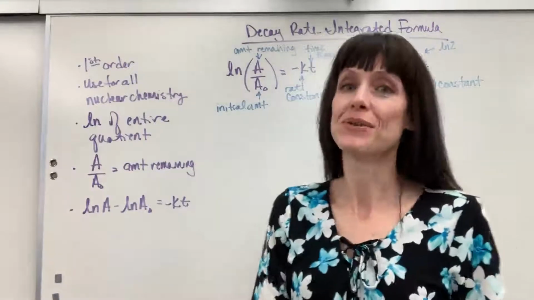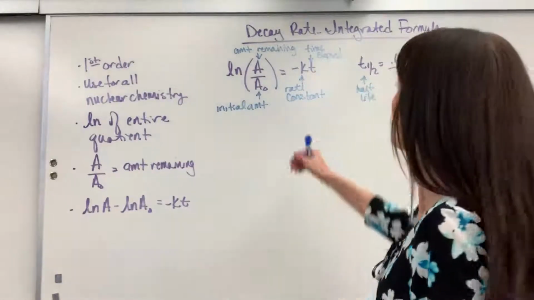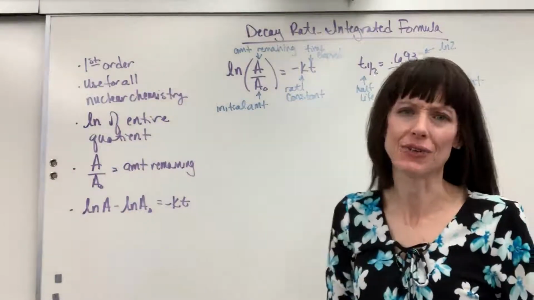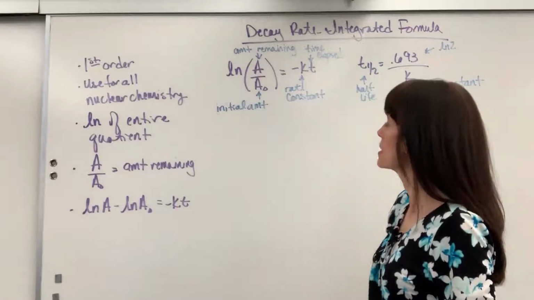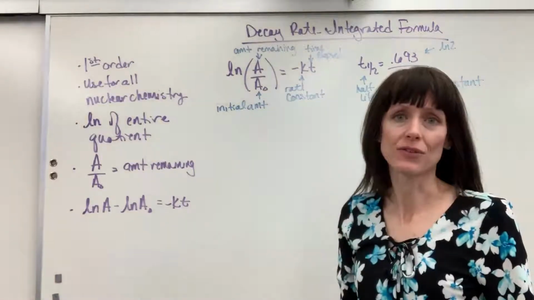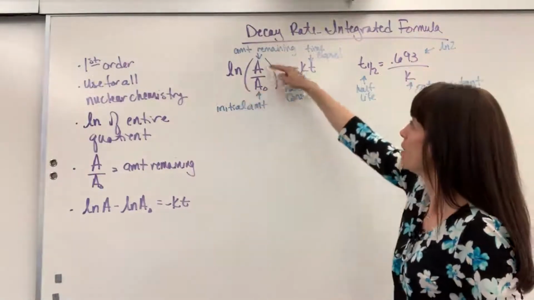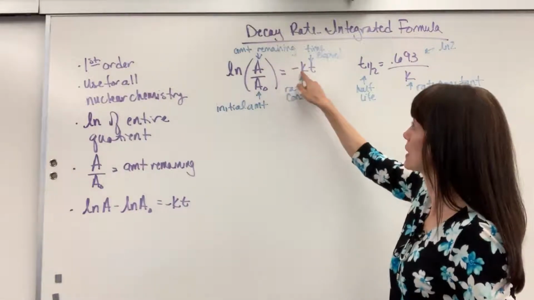Hi, I'd like to do another formula with you for decay rate, but this time it's an integrated formula. So we're going to have a natural log inside of it. So here it is, the integrated formula. Natural log of A over A naught equals negative KT.